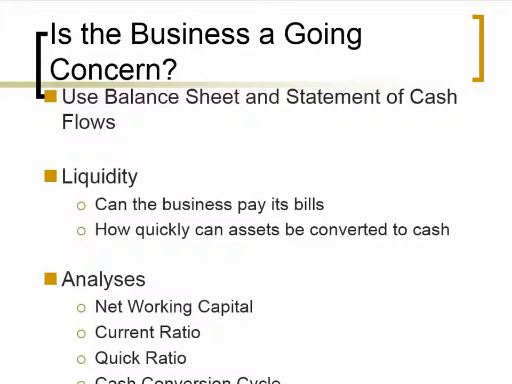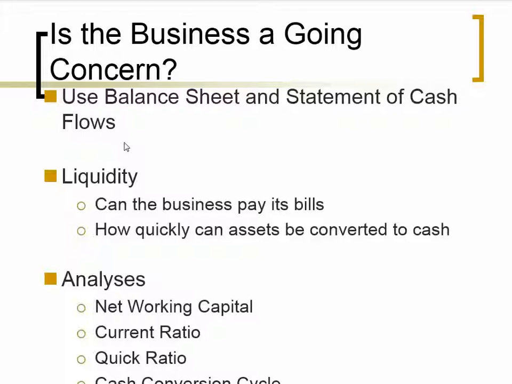Right, let's take a couple of minutes and look at different types of ratio analysis that we can do. One of the starting points for this analysis is determining whether or not a company is going to be a going concern. Is it going to exist in the near future? Is it going to be able to pay its bills and obligations?